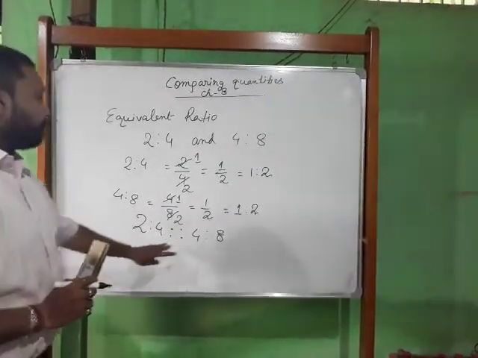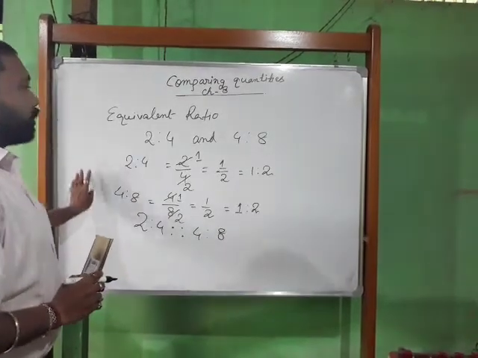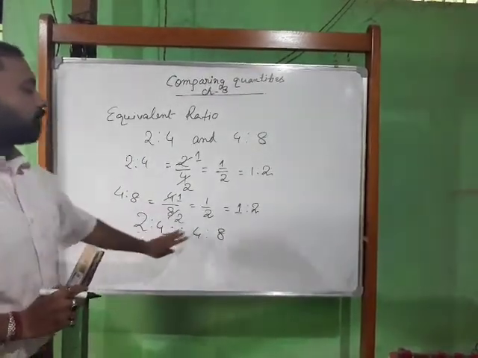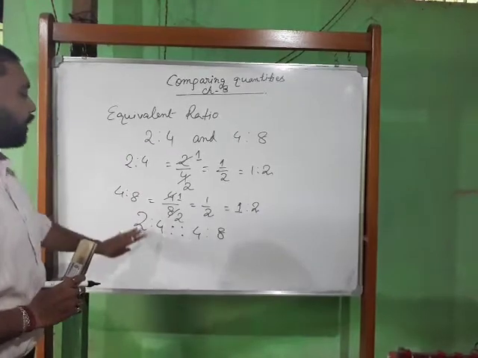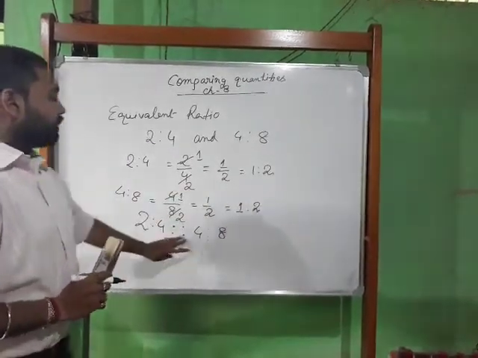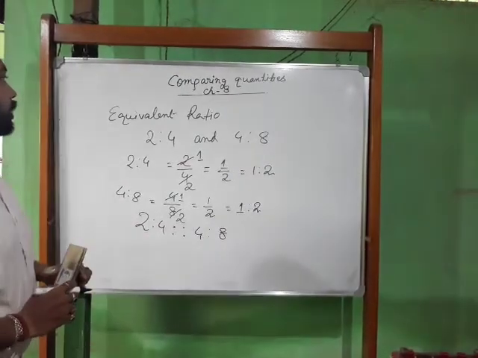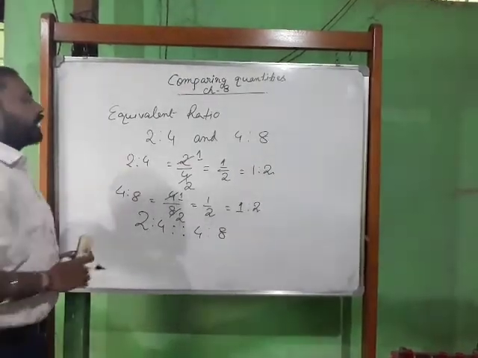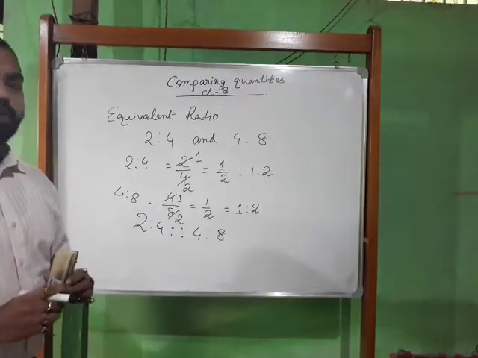It can be expressed in proportion, because if the ratios are not equal, then we can say that these ratios are not in proportion. And if the ratios are equal, as you can see here, then only we can say they are in proportion. So this is all about ratios and equivalent ratio and proportion.